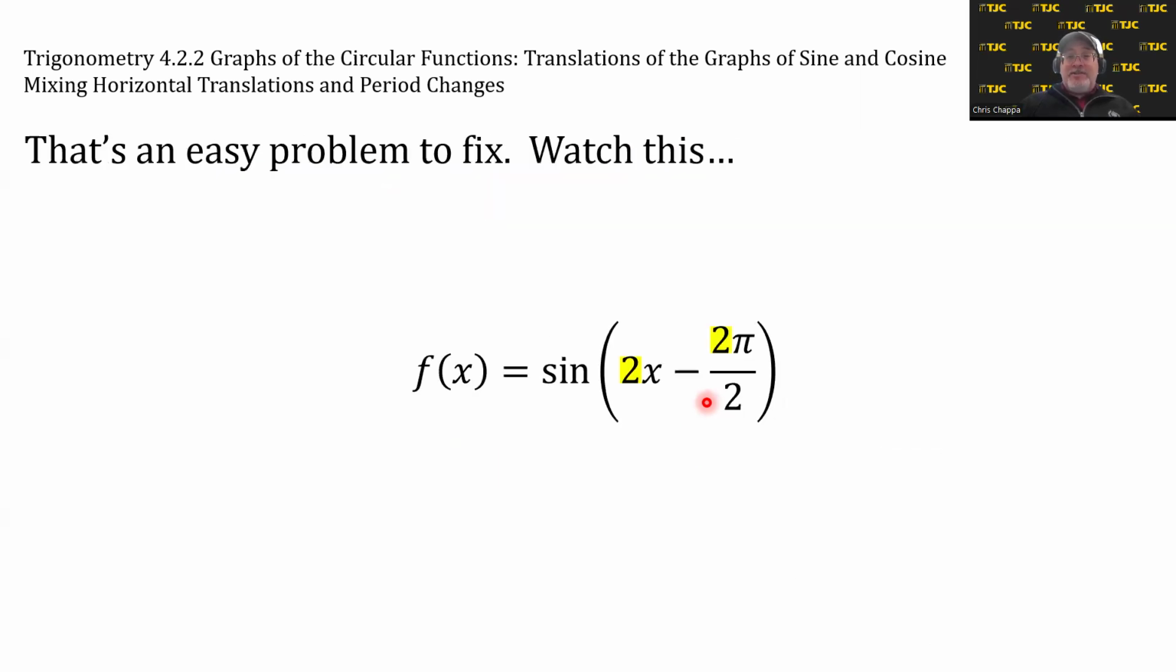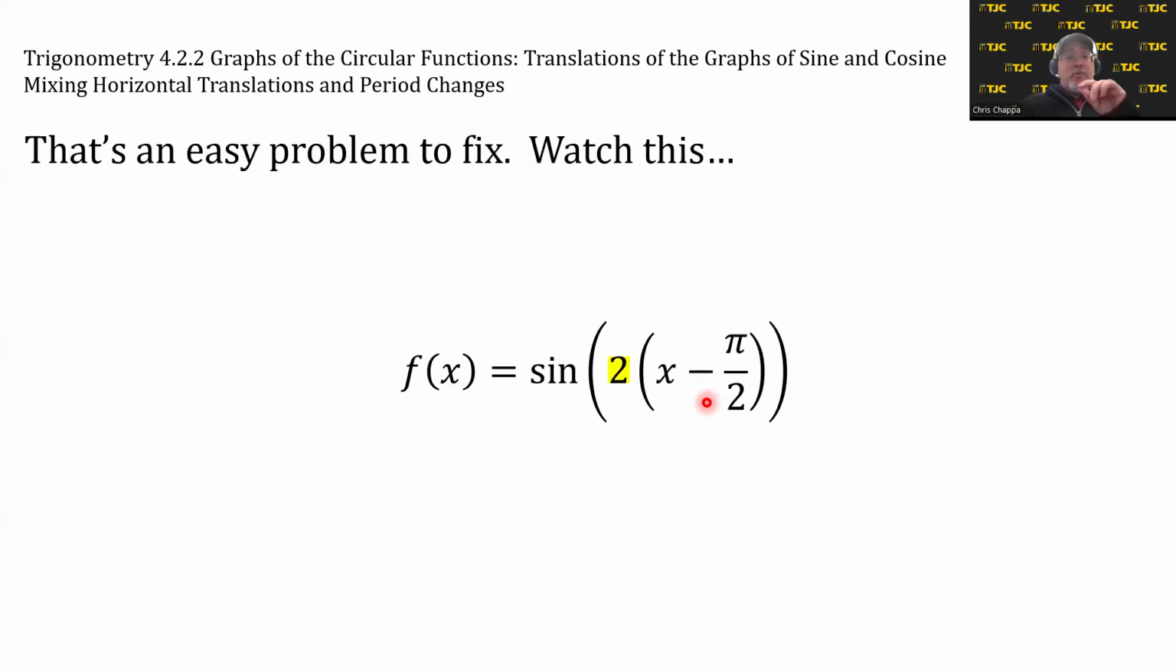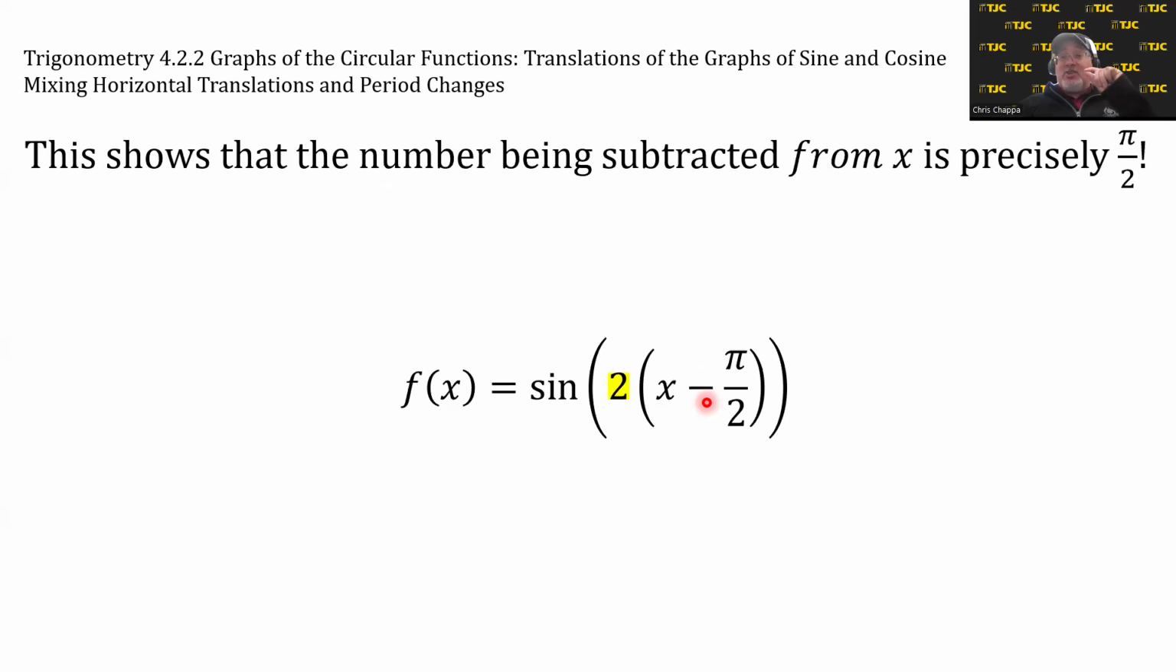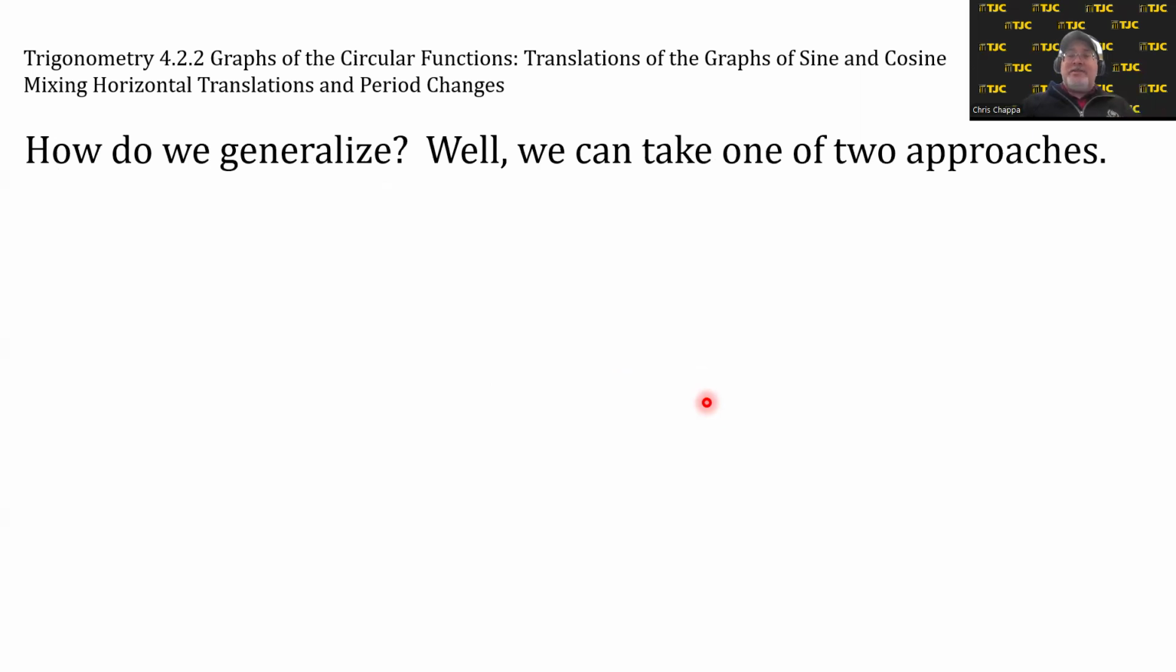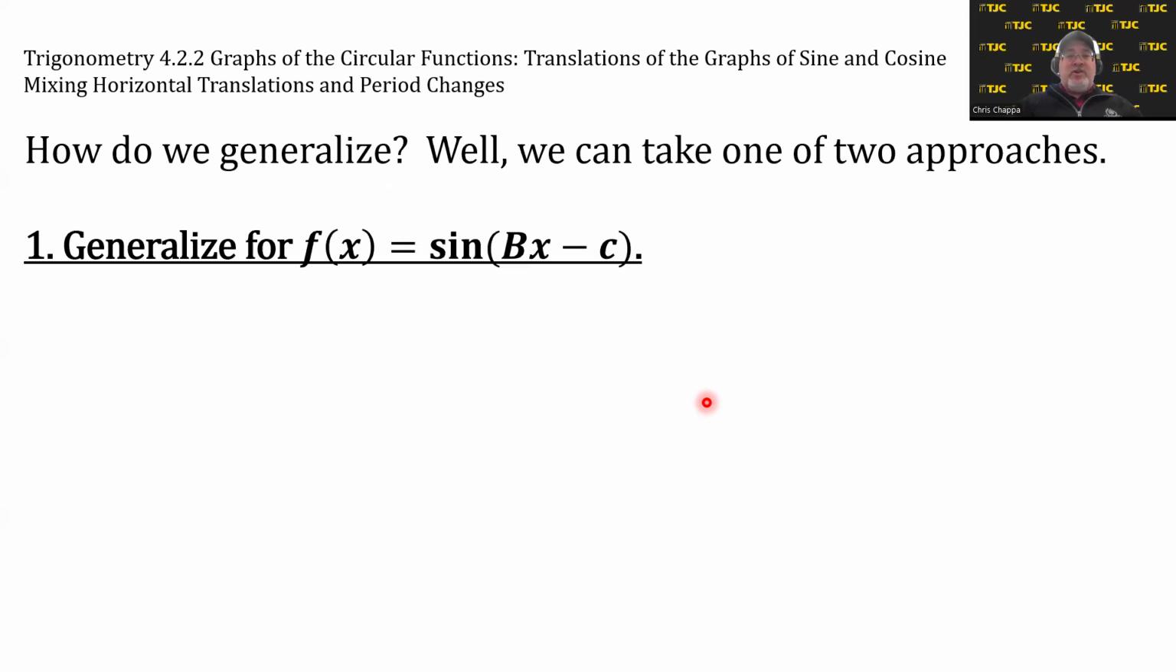Now we're going to generalize this. But the rule of thumb is the number being subtracted from the x is going to invoke a horizontal translation. Now, how do we generalize this? Well, we can actually take one of two approaches. Number one, we can generalize for f of x equals sine of bx minus c.